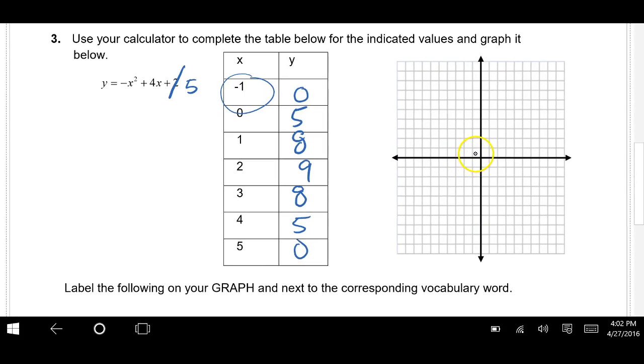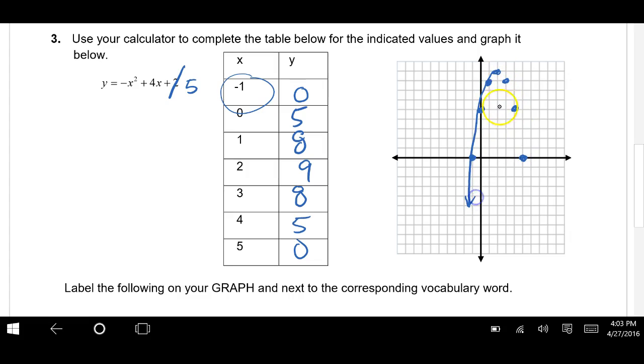So now I have first point will be -1 and 0. Then I have 0 and 5, so 0 is in the middle. Then I go up 5. Next point is 1 and 8, so right 1, up 8. Next point is 2, 9, so right 2, up 9. Then the next point is 3, 8, so right 3, up 8. And the next point is 4, 5, so right 4, up 5. And then the last point is 5, 0, so right 5, and then it's 0, so we don't go anywhere.